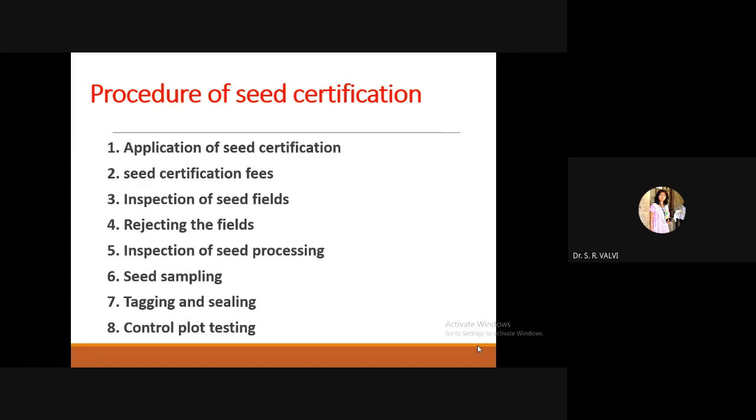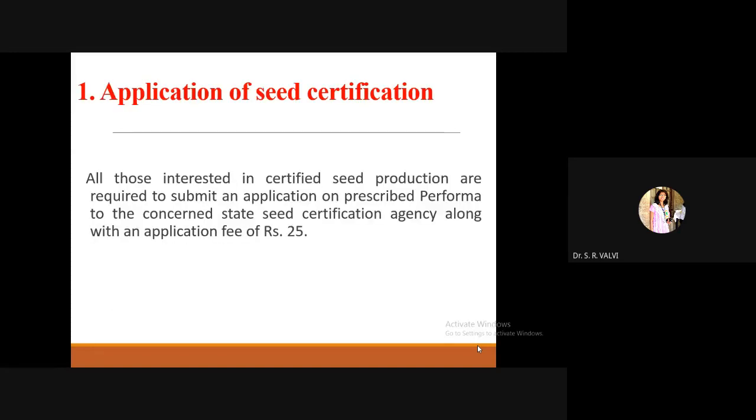So first, application of seed certification. Suppose you have grown some seeds in your field, and then you want to do this seed certification. First, you have to purchase this application form. Suppose you want to take admission in any college, in any stream, you are going to take an application form. Or nowadays it's an online system, so you are going to fill up the online form.